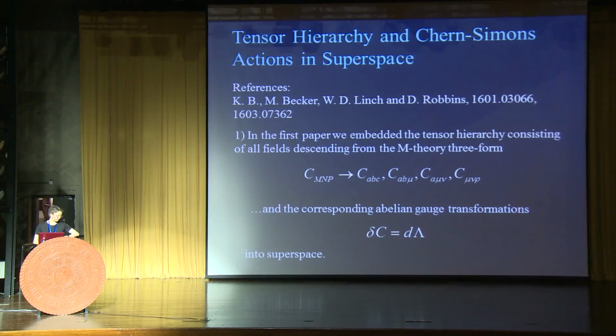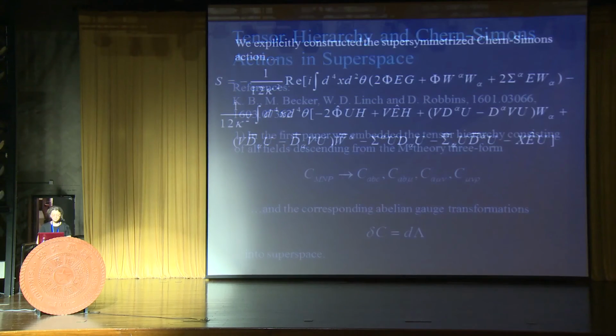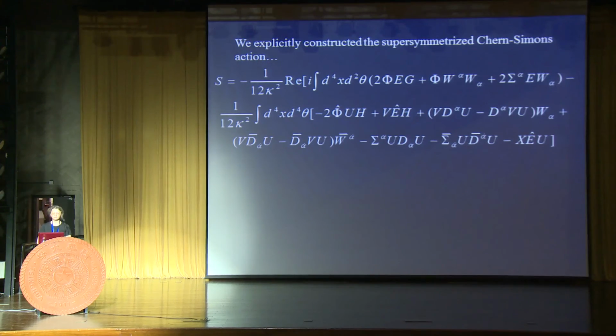So let me just briefly mention in the last minute something that we did recently. It is this Chern-Simons term that we did put into superspace. It's done in 2 papers. So in the first paper, we embedded the tensor hierarchy consisting of all fields descending from the M-theory 3-form and the corresponding abelian gauge transformations into superspace. And we explicitly constructed the supersymmetric Chern-Simons action. Well, here it is.